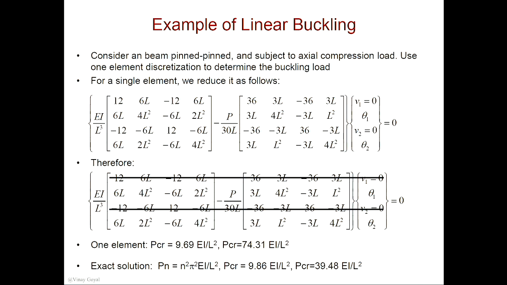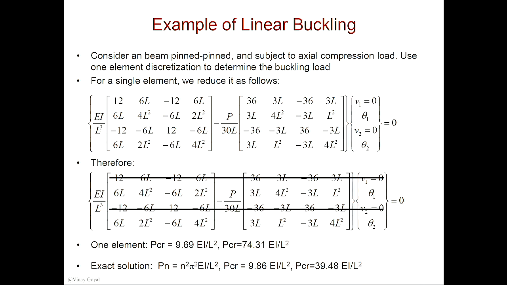42 degrees of freedom. Now I apply the pin roller condition. How many degrees of freedom do I have now? 40. So I expect 40 eigenvalues, 40 eigenvectors for that hypothetical example.